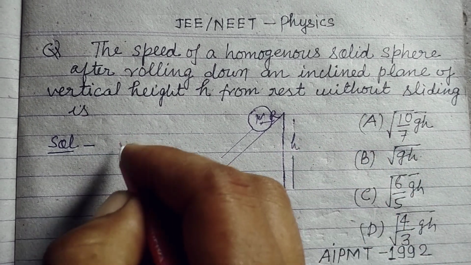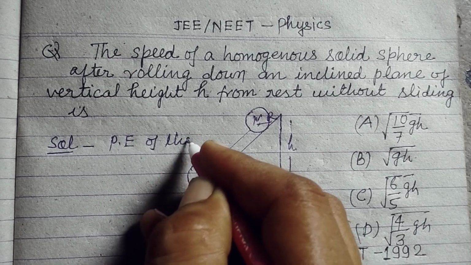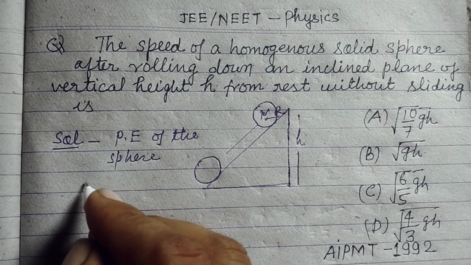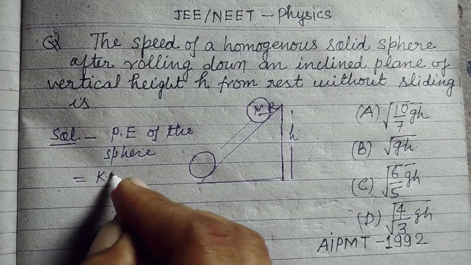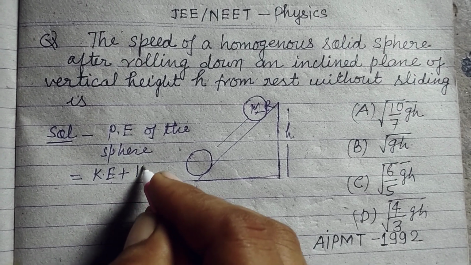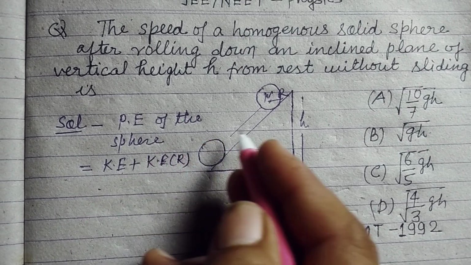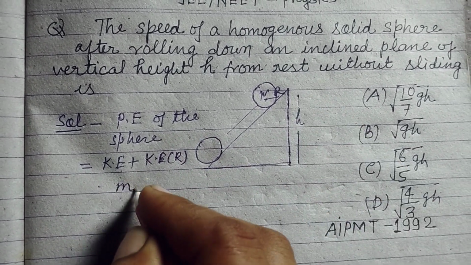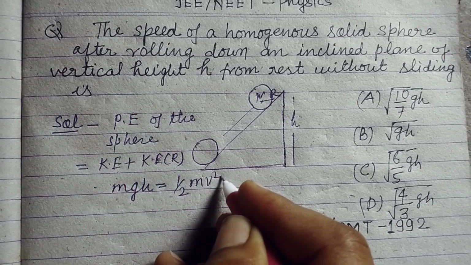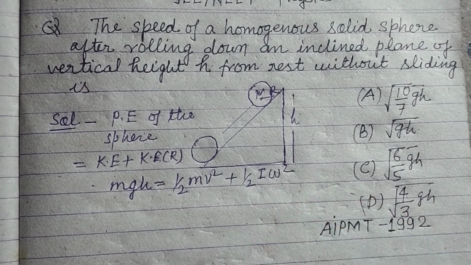So student, here the potential energy of the sphere changes into two parts: kinetic energy plus kinetic energy, linear kinetic energy plus kinetic energy of rotation. So potential energy at height h is mgh, and the total kinetic energy is half mv square plus half I omega square.